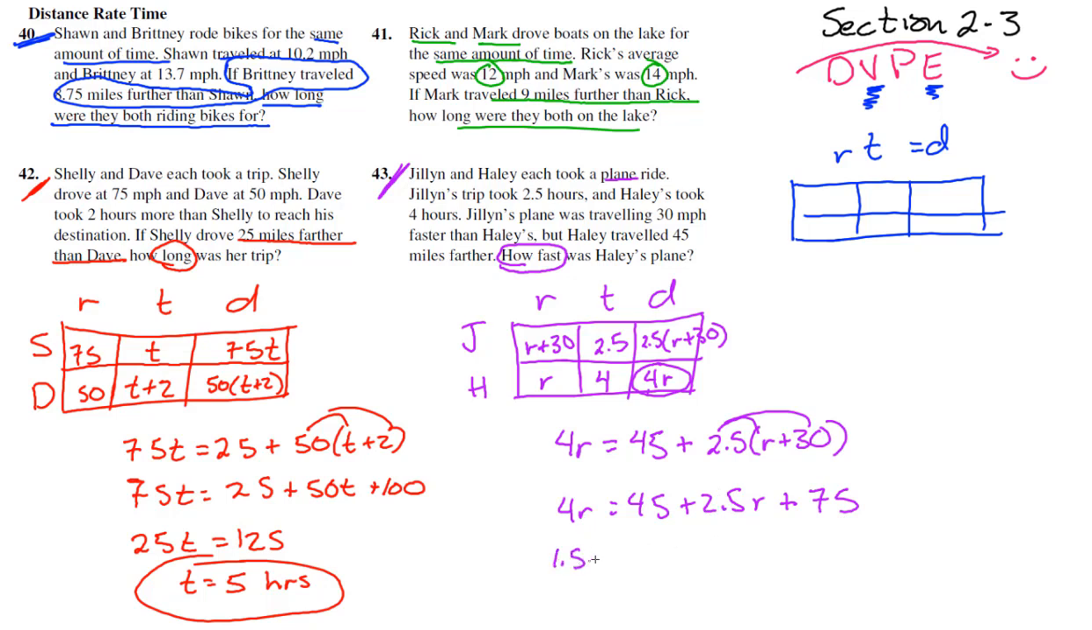Subtract 2.5R over here. We get 1.5R equals 45 plus 75, which is 120. So divide by 1.5 on both sides, and we get that Haley was going 120 divided by 1.5, which is 80. Her plane was traveling 80 miles an hour. That means Jalen was going 110, and then you can get the distances if you plug R right back in there. Good, excellent.